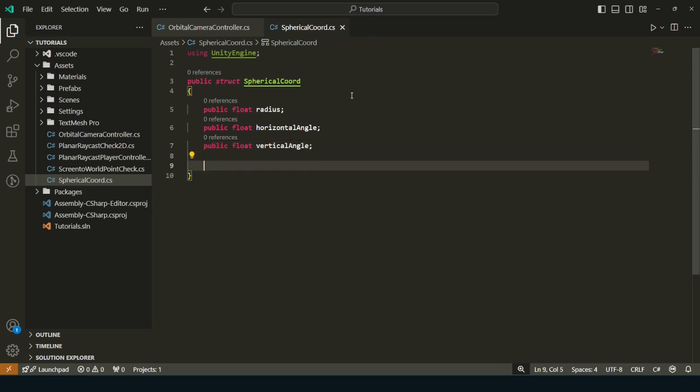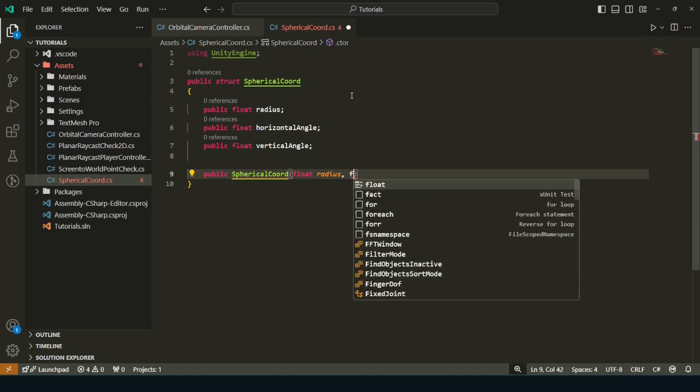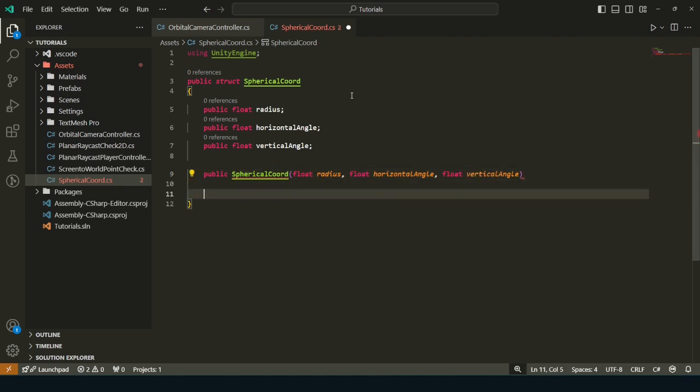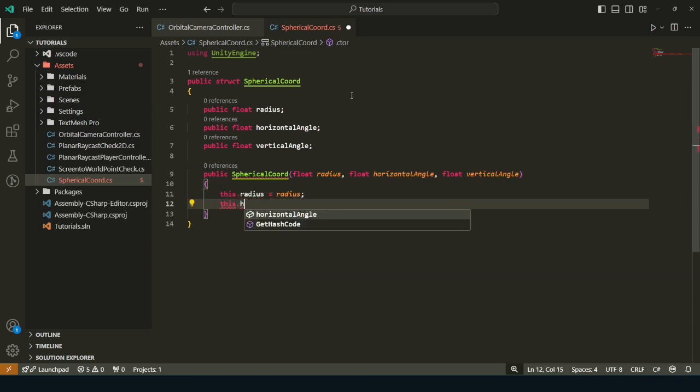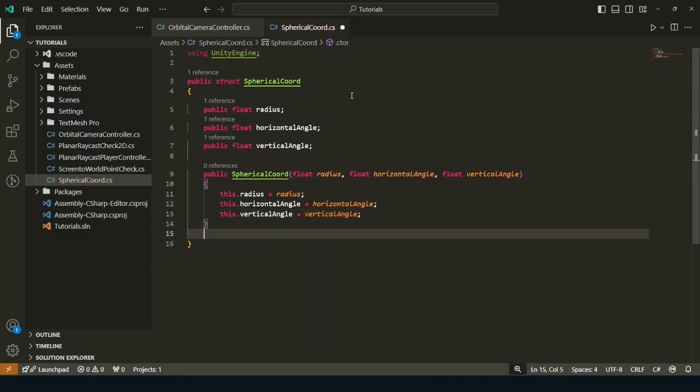And that's that. So I'm not even going to use a, I guess we could still make a constructor. Radius, float, horizontal angle, float, vertical angle. I don't think this example will use a constructor like this, but we might as well have it, in case you end up doing something like this in the future, so you don't have to type it then.